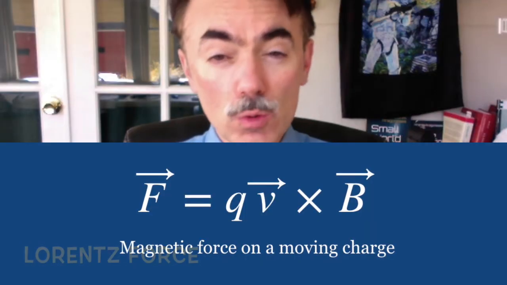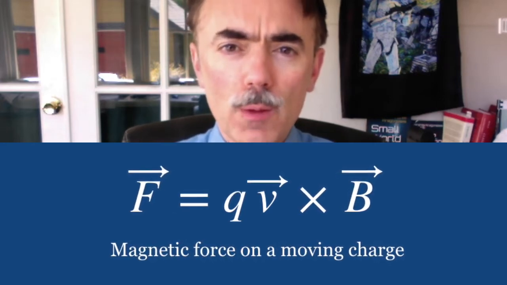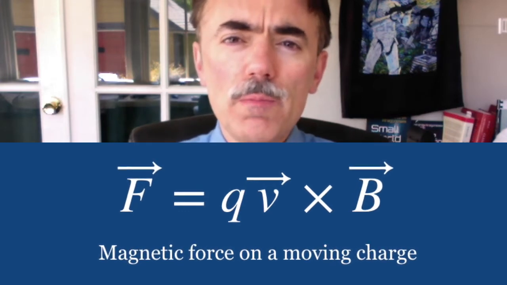A moving electric charge in a magnetic field experiences a force, the Lorentz force, given by F equals Q times V cross product B, where Q is the charge of the particle, V is the speed, and B is the magnetic field. For example, if an electron moves anti-parallel to a current-carrying wire with current I, then the force it experiences is because of the cross product.